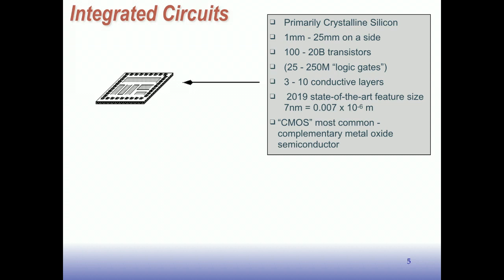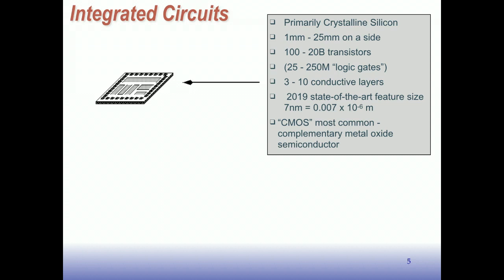These days, a very small chip might only have tens of transistors, but large chips have billions, up to 20 billion transistors these days, which is equivalent to about 25 to about 250 million logic gates. The conductive layers, the layers used for making connections between the transistors, depends, but we can get anywhere between 3 and 10 or more conductive layers. The state-of-the-art feature size, as we've discussed, is 7 nanometers. So that's 0.007 times 10 to the minus 6, or 0.007 micrometers.